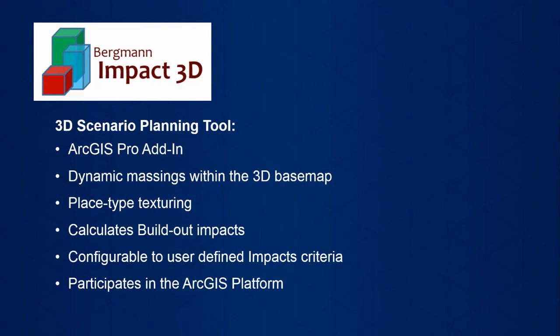And so Impact 3D, Bergman Impact 3D is the tool we've developed. It's an ArcPro add-in, and it's really meant to support dynamic visualization and dynamic scenario planning within the 3D base map. We can texture those models dynamically. Those are both driven from CityEngine rules. But we also have impacts that we can calculate dynamically to understand how those buildings perform. And it's very configurable.